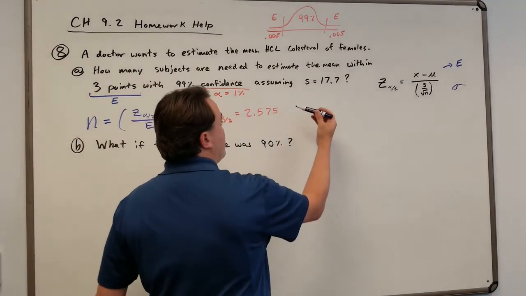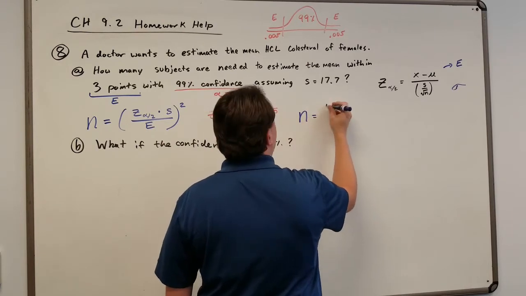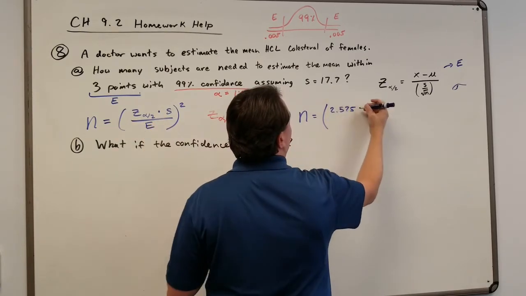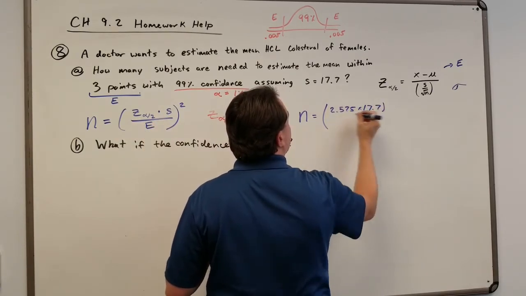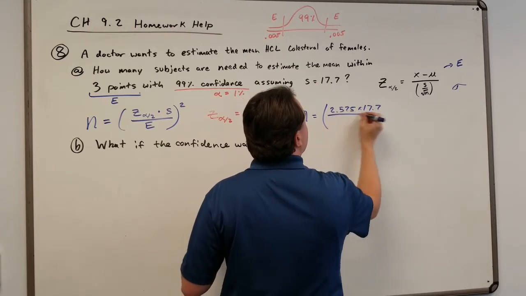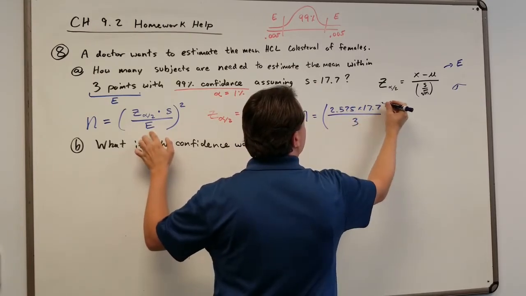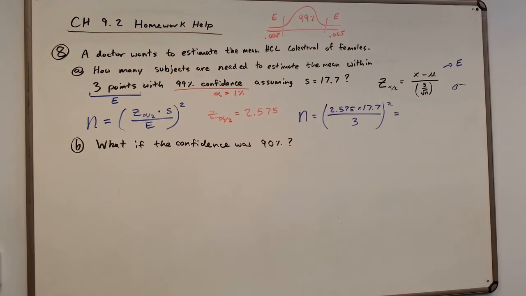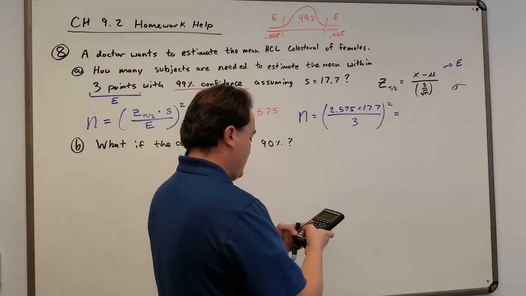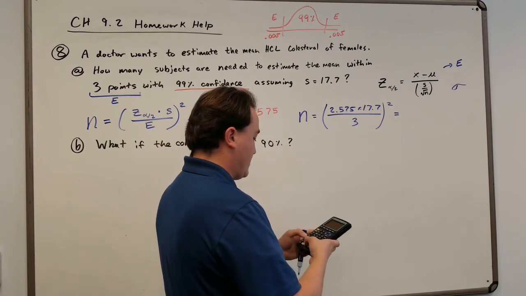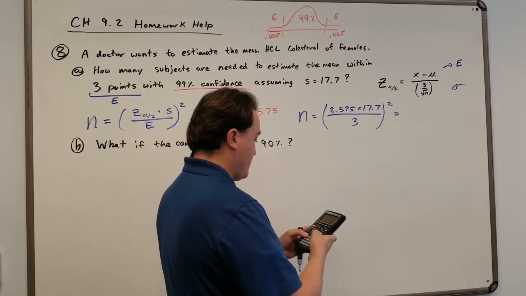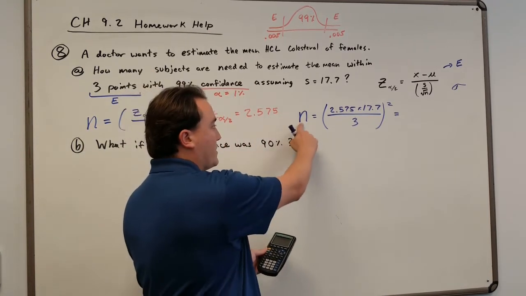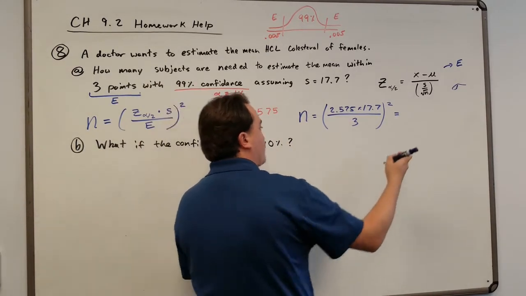So we have n equals 2.575. S is given as 17.7 divided by E, which is 3, squared. Then we get our answer. So we have 2.575 times 17.7 divided by 3 squared. So it says 230.81. We can only survey an integer of people, so we're going to say 231 there.